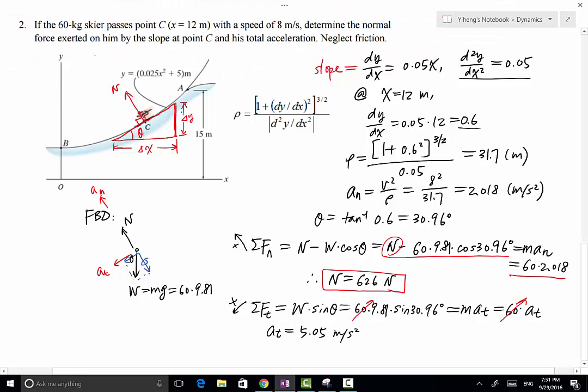And since we have both the an, 2.018, and at, from there we can determine the total acceleration, which equals the square root of an squared plus at squared. Plug in those two numbers, and that is 5.44 meter per second squared. So that's the answer to the second part of this problem.